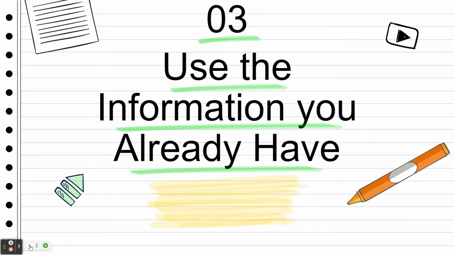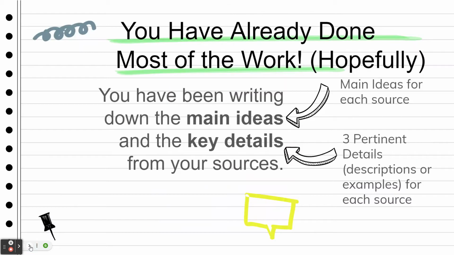All right, you're going to use the information you already have, so you're going to need to open your research assignment document. So if you go to Google Docs and type benchmark number 2, research, you should be able to find it no problem. All right, so if you have done your research, you already have the work done. Now it's just about copying and pasting. So you're going to look for those main ideas and key details from your sources.